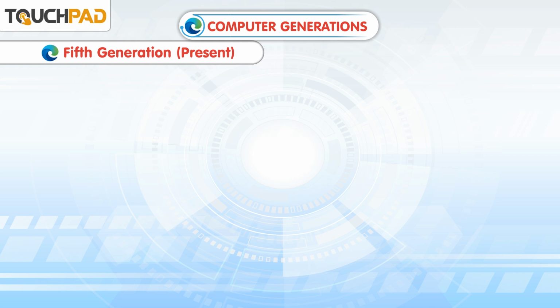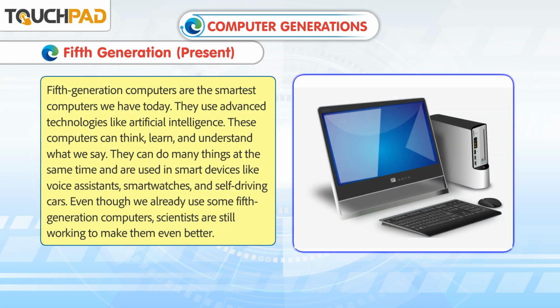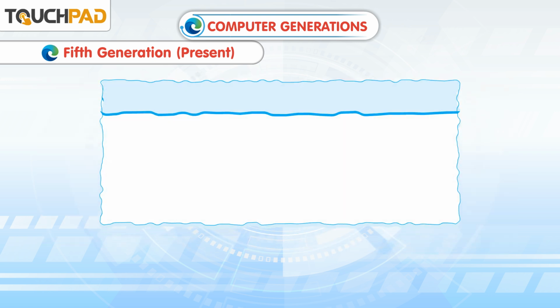Fifth generation, present. Fifth generation computers are the smartest computers we have today. They use advanced technologies like artificial intelligence. These computers can think, learn, and understand what we say. They can do many things at the same time and are used in smart devices like voice assistants, smartwatches, and self-driving cars. Even though we already use some fifth-generation computers, scientists are still working to make them even better.